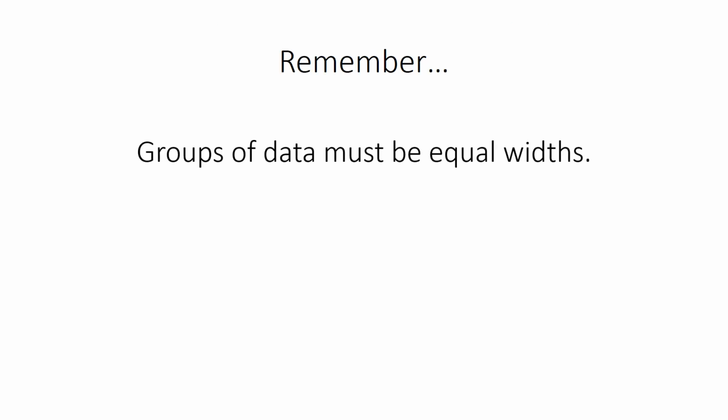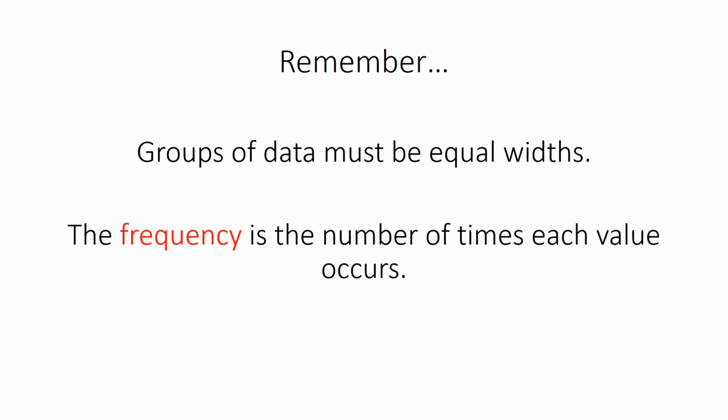So, quick recap. Groups of data must be equal widths, and you don't want them to overlap. The frequency is the number of times that each value occurs. And we can start off by doing it in a tally and then change it into real numbers.